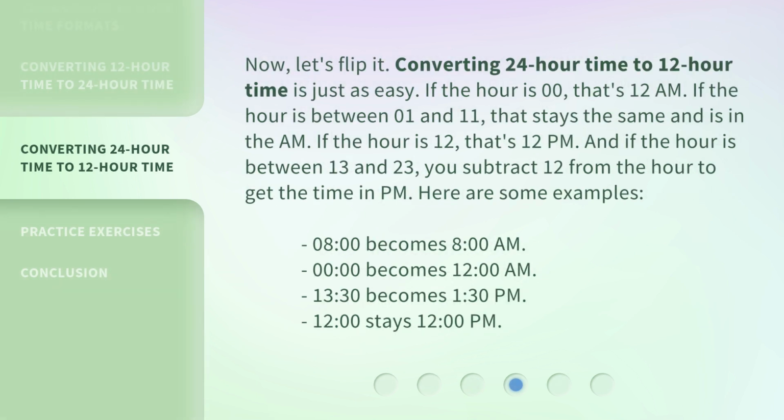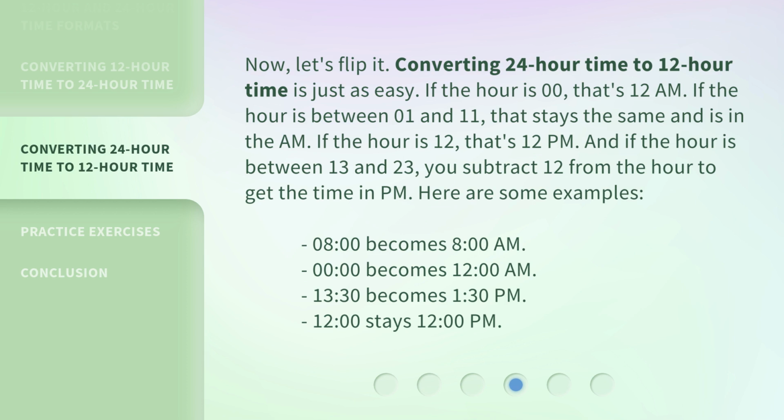Now, let's flip it. Converting 24-hour time to 12-hour time is just as easy. If the hour is 00, that's 12 AM. If the hour is between 01 and 11, that stays the same and is in the AM. If the hour is 12, that's 12 PM. And if the hour is between 13 and 23, you subtract 12 from the hour to get the time in PM. Here are some examples.